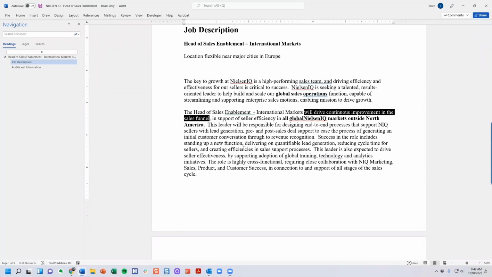Okay, did you do that? Did you give that a shot? Did you try to write that down? It's a hard question, but this is the essence of sales enablement. How will you drive continuous improvement in the sales funnel? So here's some things to think about. What if you don't actually sell? What if you actually cannot control salespeople? Now what?